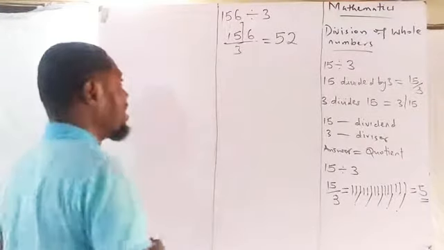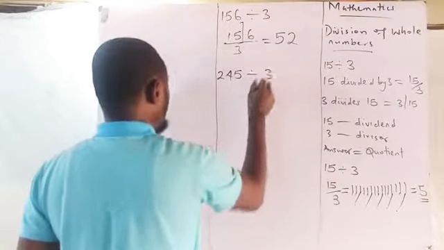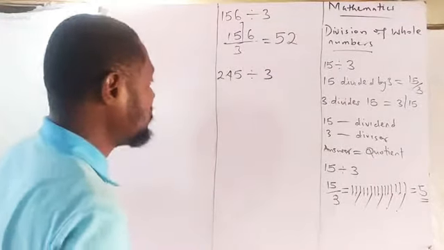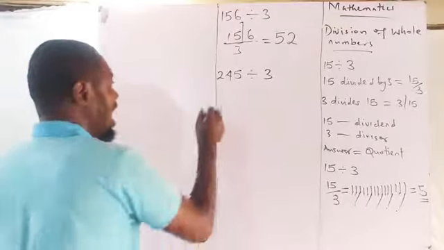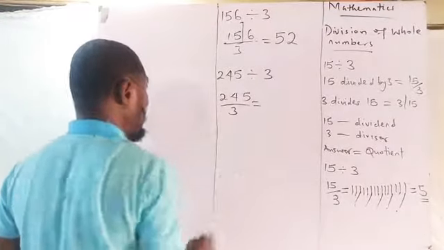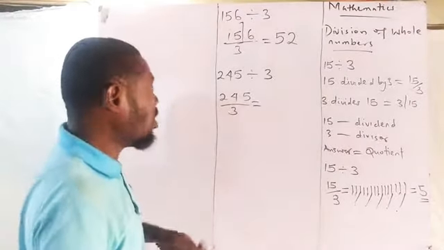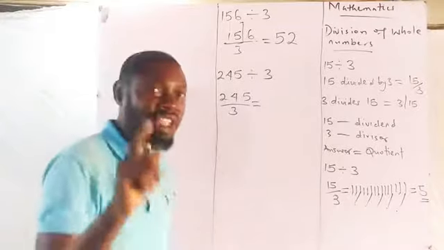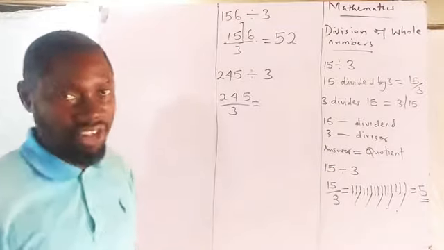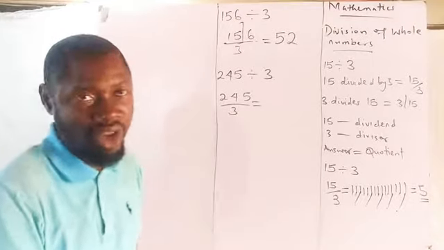Let us look at another example. 245 divided by 3. Let's see what we can do here. 3 in 2. Always consider the first digit. If it did not work, then look at the first 2 digits.